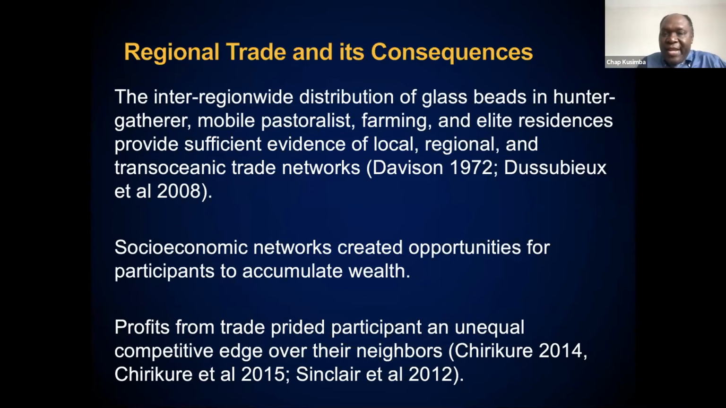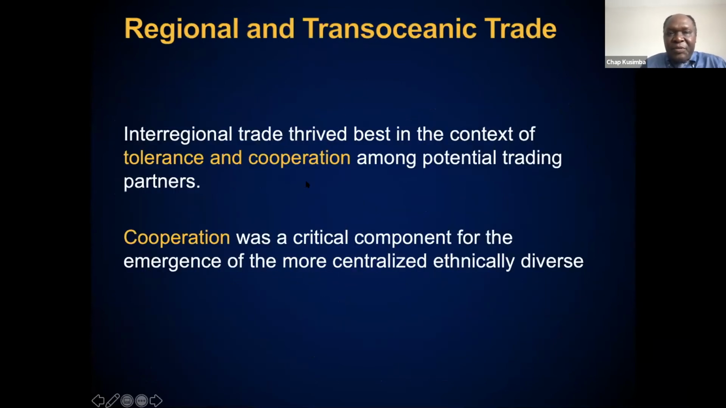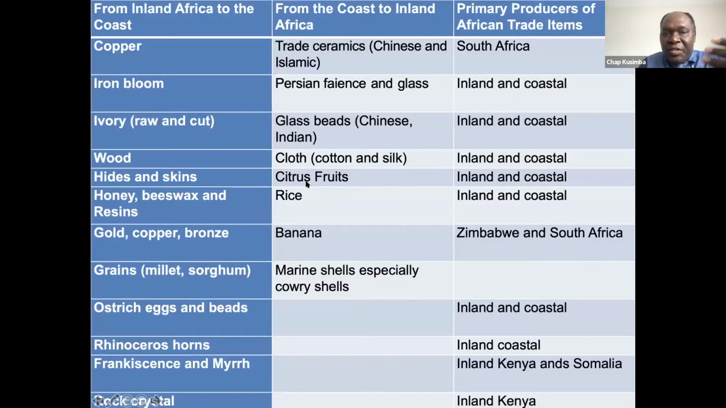So the rest of the work is about regional trade and its consequences, and I'll just go through that. We'll have a lot of time to go through it, and we can also talk. But I also talk about where everything that we recover archaeologically is coming from. You have products coming from inland Africa to the coast, and items we have found in inland places that are coming from the coast. And then you also talk about the primary producers of these African trade items.